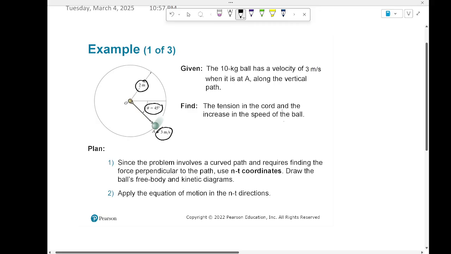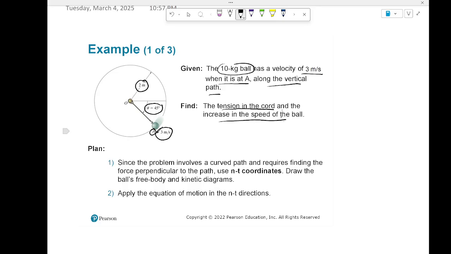Just 1 second, let me get my class notes as well. All right, so those are given. It says here a 10 kg ball has a velocity of 3 meters per second when it is at position A, along the vertical path. Then you've got to find the tension in the cord and the increase in the speed of the ball. So basically they are asking for the tension. If you can find the tension and the increase of the speed, what does it mean? Increase of the speed? Acceleration. Okay, that's what you've got to do.